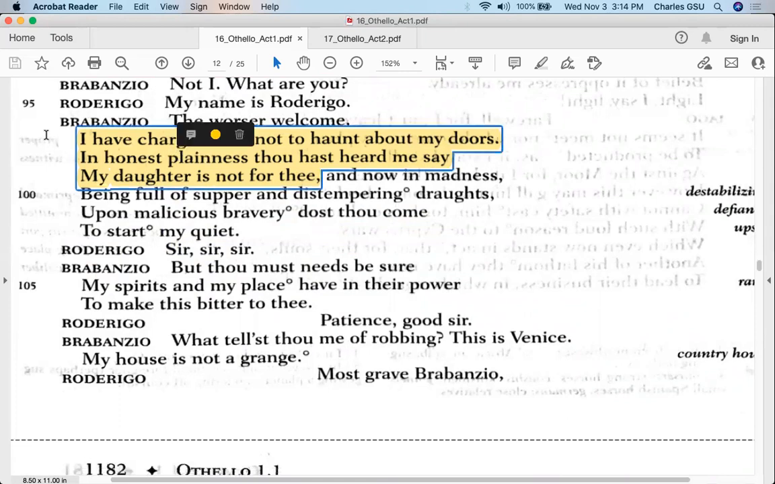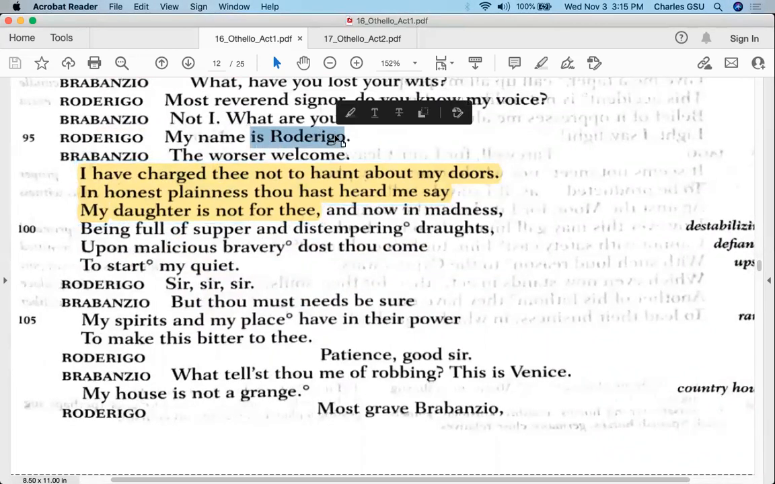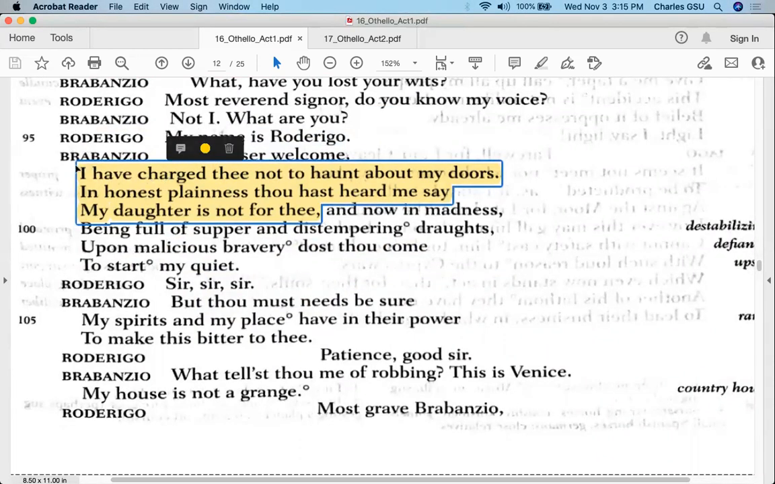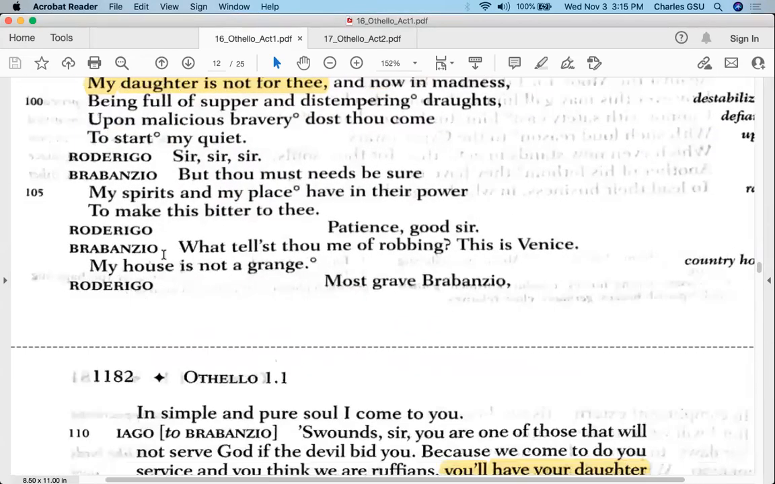And this is a bit of important information. Brabantio recognizes Roderigo, and he says, "I have charged thee," or warned thee, "not to haunt about my doors. And on his plainness, thou hast heard me say, my daughter is not for thee." So it's a reminder that Roderigo has in fact been pursuing Desdemona, but unsuccessfully, because he's a fop, he's a dupe, he's not of Desdemona's level or in her league, and Brabantio the father has warded him off already.